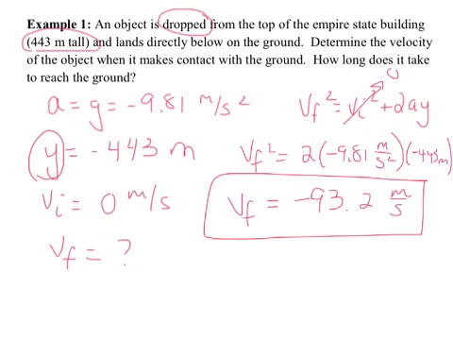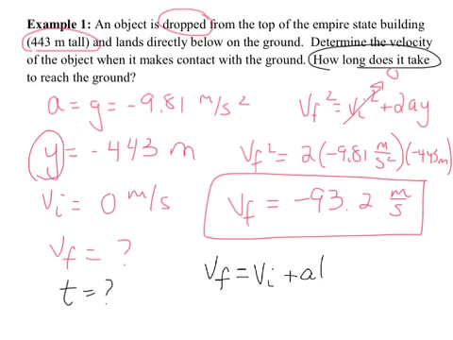Next it asks, how long does it take to reach the ground? So we're looking for time now. Since we're looking for time, we know VF now, so we can use VF equals VI plus AT, because we know everything. Earlier we did not have VF, so we couldn't have used this to find time. But now that we found VF, we can use it. And what we'll notice is that, again, VI goes to 0 because there's no initial velocity.